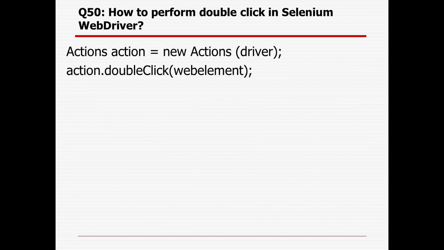How can we perform the double click operation in Selenium WebDriver? You need to use the Actions class available in Selenium WebDriver. You need to create an object instance, new Actions, passing the driver instance. Then actions dot doubleClick, and you need to provide the web element, so that the double click operation will be performed on the web element.